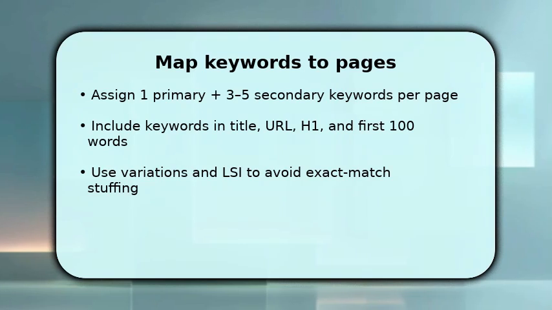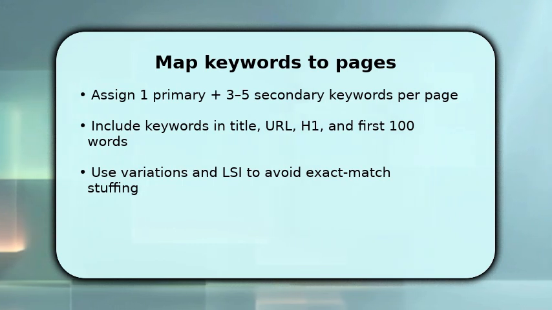You next map keywords to specific pages. This prevents cannibalization and clarifies purpose. For each page, assign one primary keyword and 3 to 5 secondary variations that support the primary.